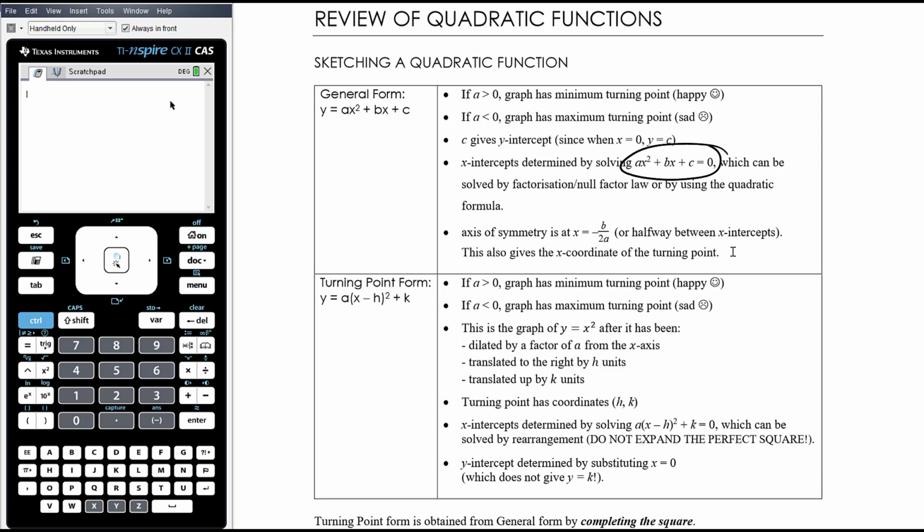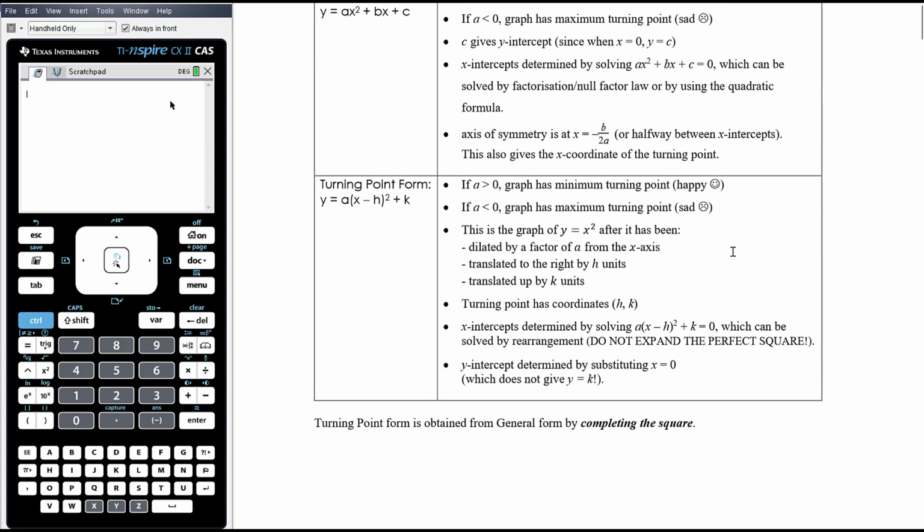The reason to complete the square is to be able to convert to turning point form, to convert equations of circles into a helpful form, a couple of other sorts of things, but it's not about solving. So factorize and null factor law, or failing that, use quadratic formula. Axis of symmetry, once you've got your x-intercepts, the axis of symmetry is halfway between your x-intercepts. So halfway, average your x-intercepts to get the x value, sub that in to get the y value, or you can use this formula, negative b on 2a, which gives you the axis of symmetry as well. Turning point form, again, happy or sad first.